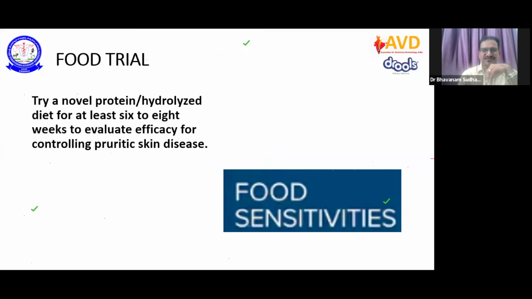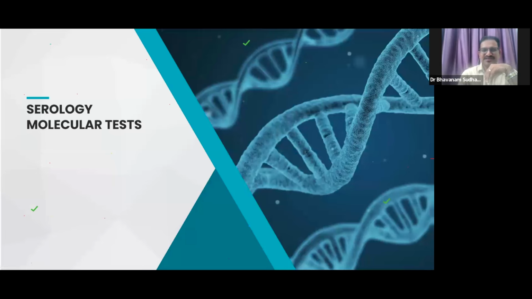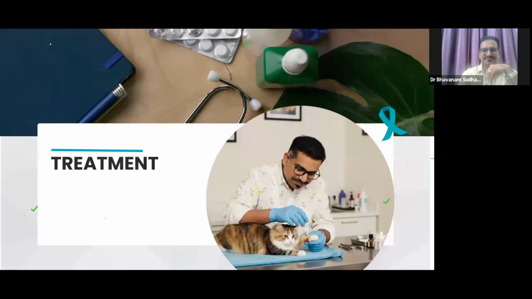The last one is the food trial for identification. When you see pruritus not only because of a parasitic infection, if you want to rule out food allergy, we need to add this test. Some other serological and molecular tests are there to identify the specific antibody or antigen. Generally, we are not advising this.